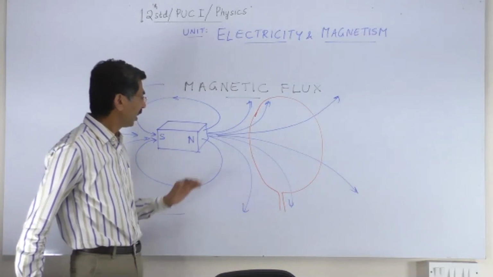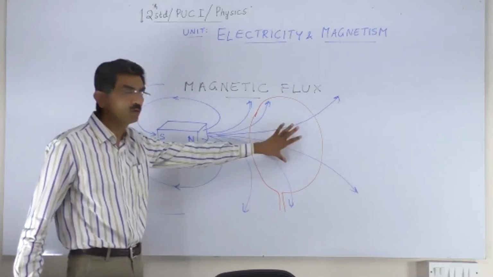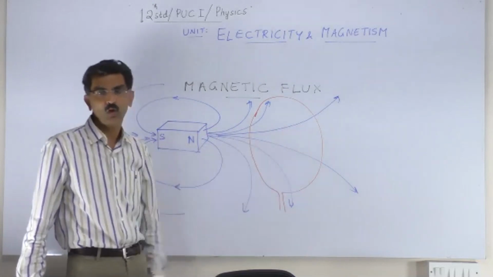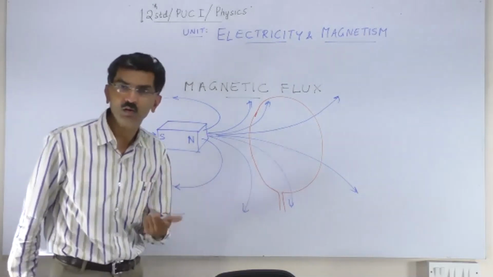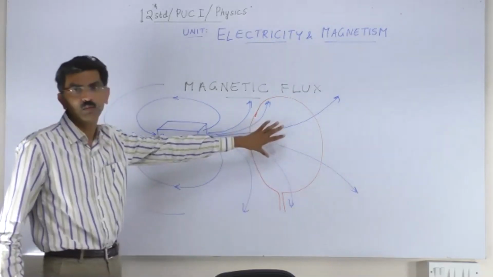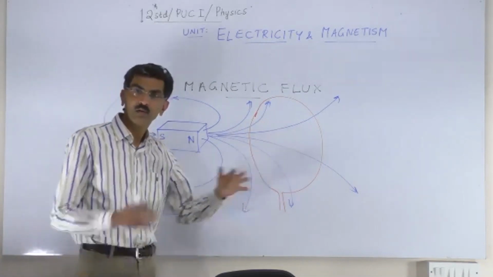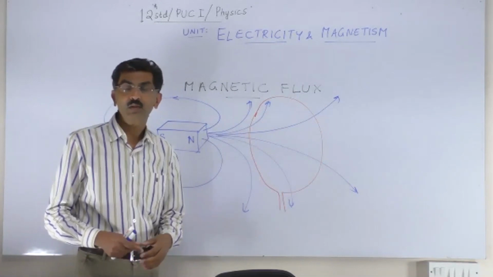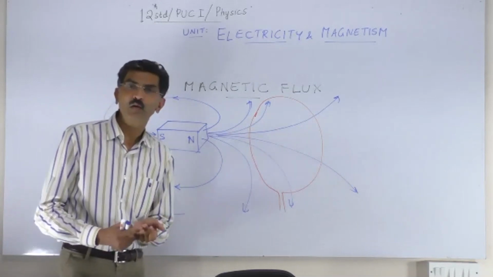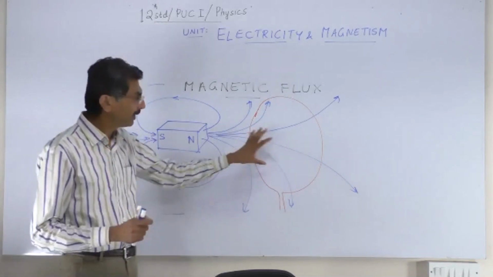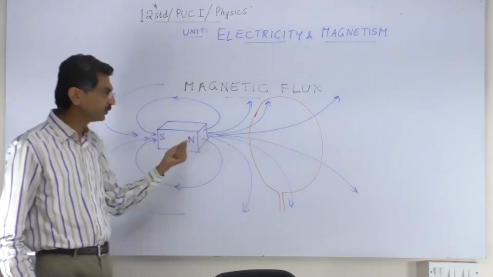It depends on how close is the magnet to the coil. Because the closer the magnet, the more the number of lines passing through the coil. That is one factor. The other is how strong is the magnet. The stronger the magnet, greater the number of lines of force passing through the coil. Another factor is how big is the coil. The bigger the area of the coil, the greater the number of magnetic lines of force passing through the coil. So there are three factors we have already discussed that decide the number of lines of force passing through the coil because of this magnet.